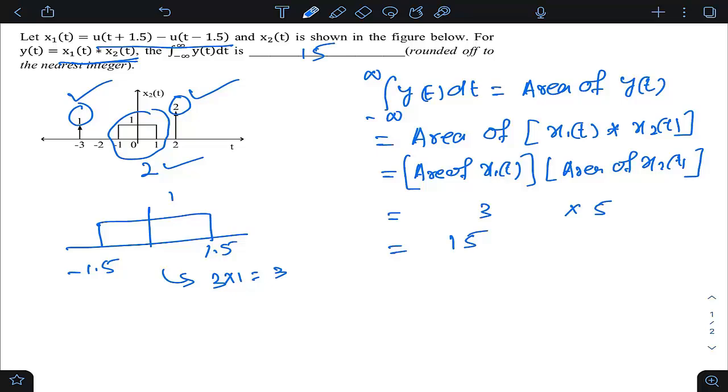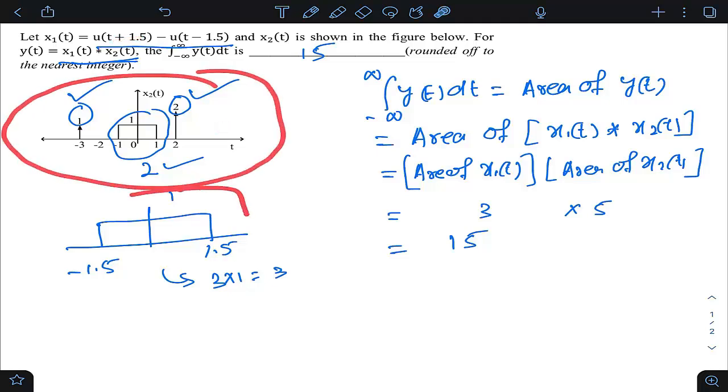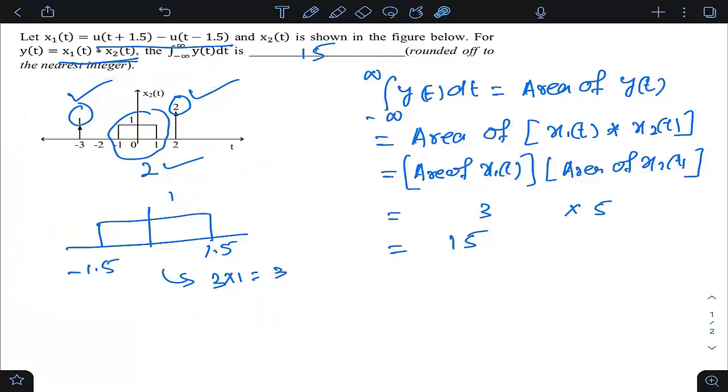It can be solved in other, more complicated ways by using the Fourier transform or Laplace transform, but those are unnecessary. This is the simplest approach. You should know the property: the area of the convolved signal is the multiplication of the individual areas, and the given functions are very straightforward to evaluate. This area comes to 5, this area comes to 3, and 5 into 3 is 15. Very simple, straightforward question. The answer is 15.